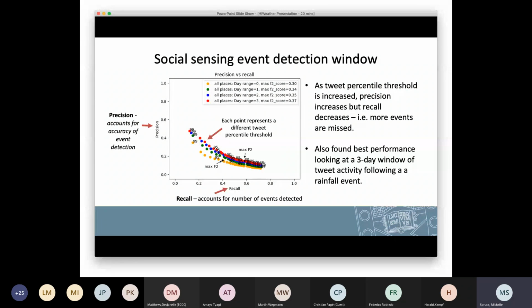What we also found was that by extending the time range that we looked at, a 3-day window around the point where it rains and where impacts are being reported seems about right. We get the best performance. So we're looking out to 3 days after the rainfall actually occurs.